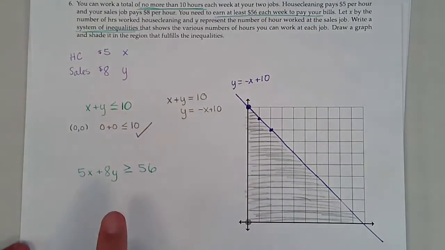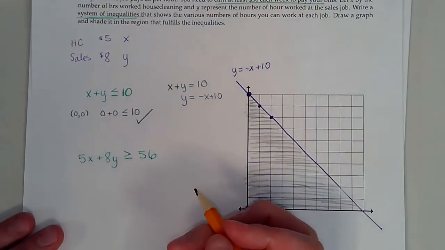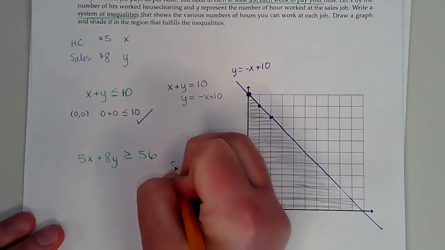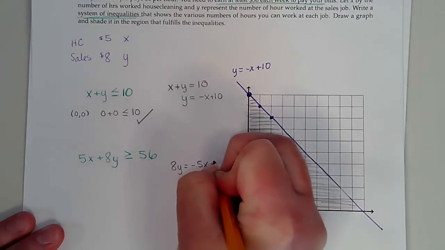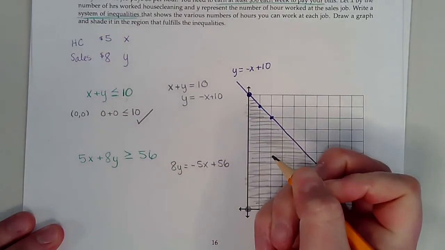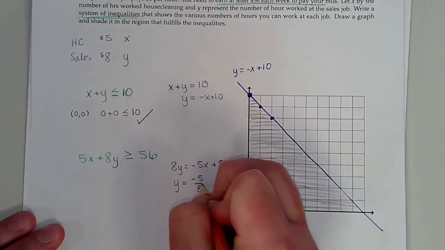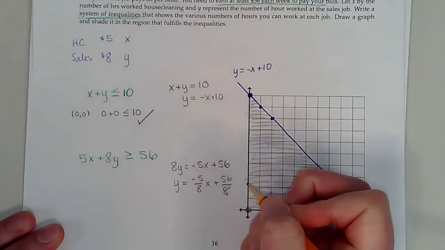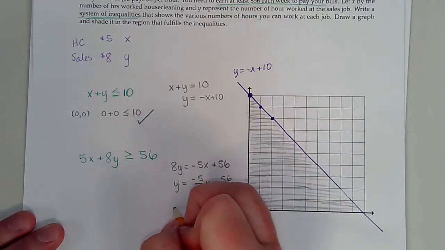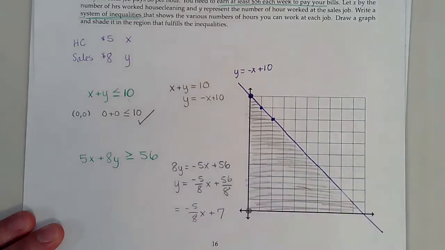And then we need to look for the values that make this one true. So we're going to put this one into slope-intercept form also. So I'm looking at 8y is equal to negative 5x plus 56. So y is equal to negative 5/8 x plus 56 over 8. And 56 over 8 should be 7. So I get negative 5/8 x plus 7.